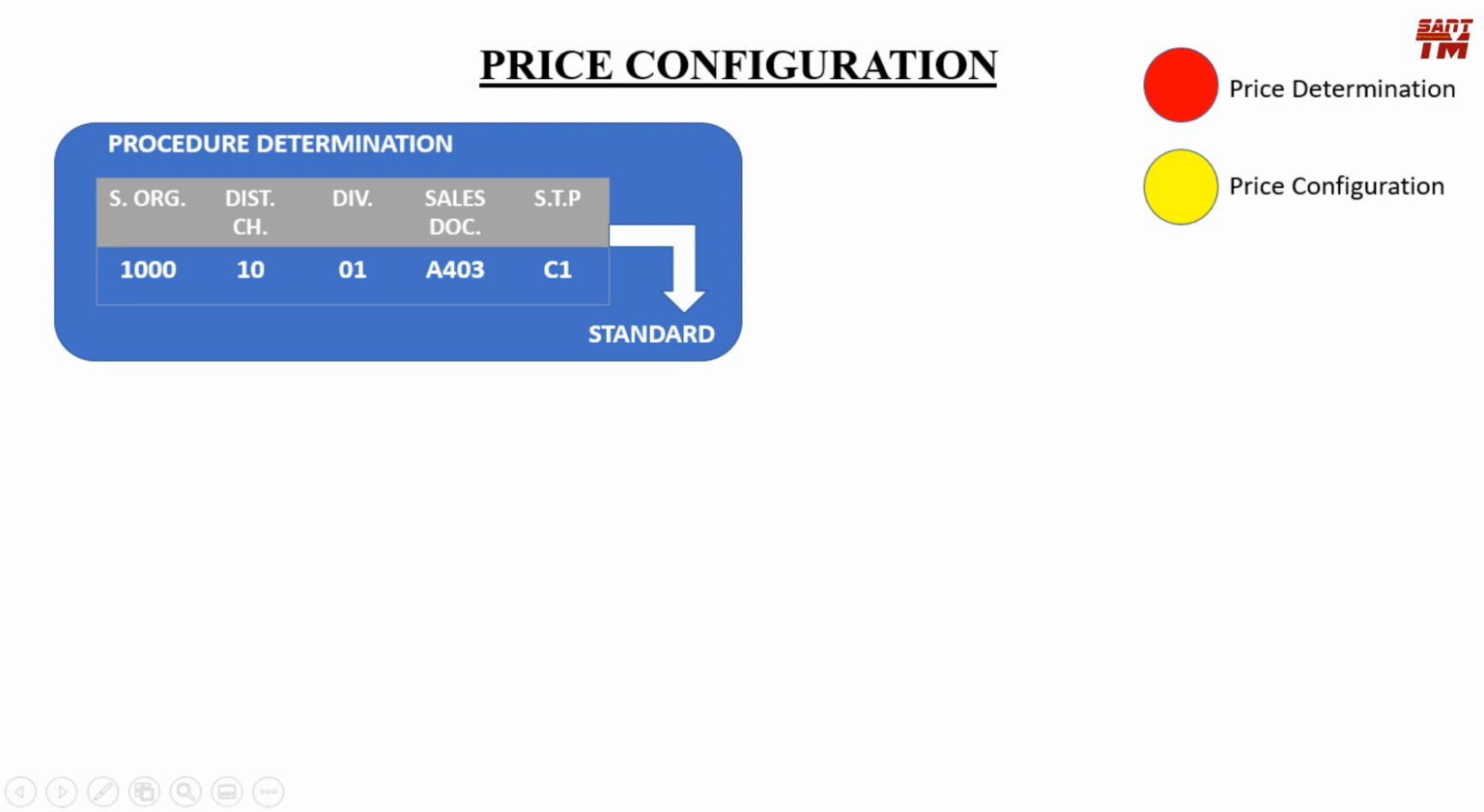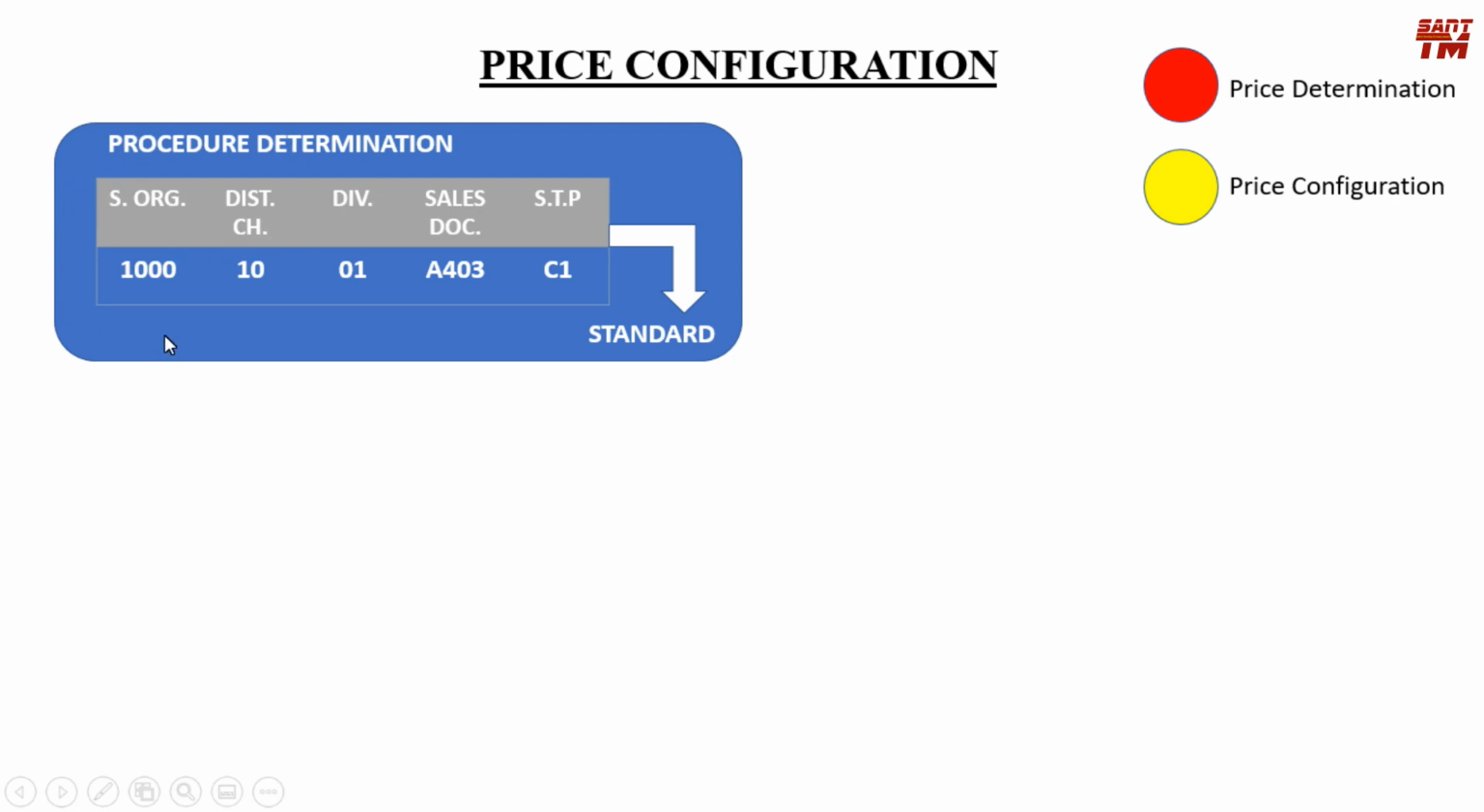Before starting the simulation, let me tell you the red arrows will depict the price determination and the yellow arrows will depict the price configuration. Okay, so here the first step is procedure determination, which carries the sales area, sales organization, distribution channel.